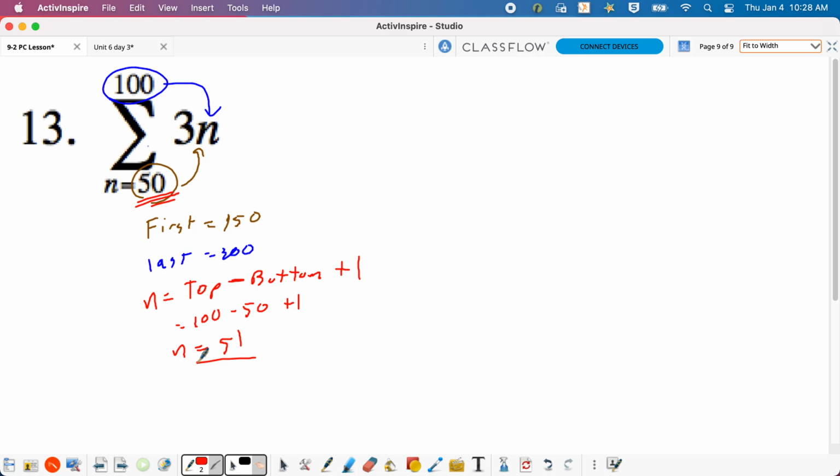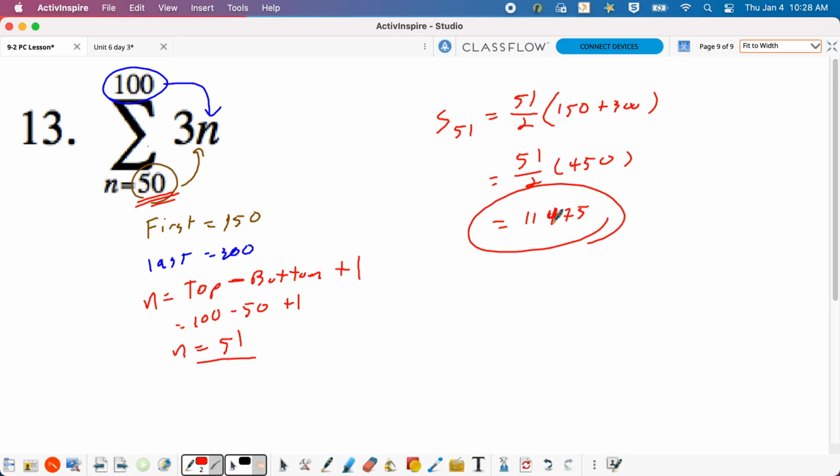If you start counting at 1, absolutely it's the top number that is your number of terms. But if you don't start counting at 1, do the top minus the bottom and add 1 to count that first one. So now I'm going to find the sum of 51 terms, which is 51 over 2 times my first term of 150, my last term of 300, 51 over 2 times 450. I'm going to go straight to a calculator on this one and get 11,475. So the sum from n equals 50 to 100 of 3n is going to be 11,475.